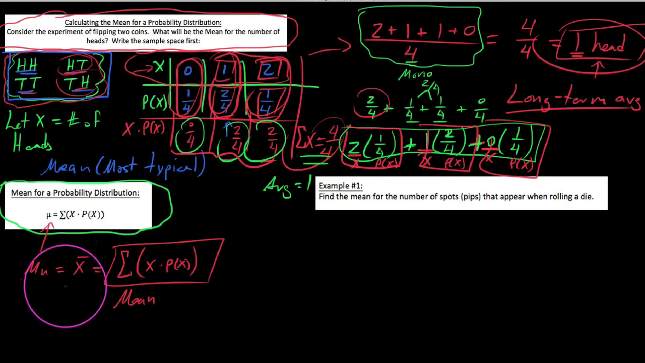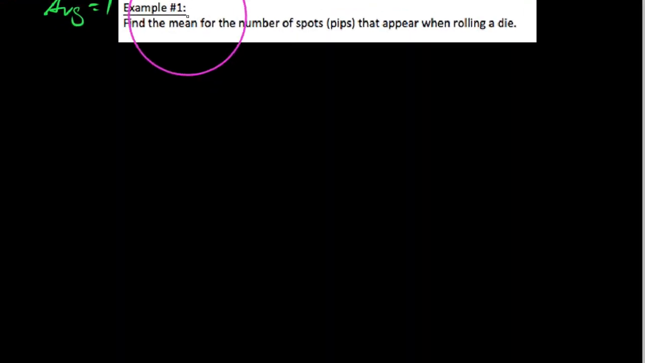So I just want to show how this is put together and used in different instances. For example, let's go on to example 1 here. We say find the mean for the number of spots, they're called pips, that appear when you roll a die. So let's go ahead and start with this.